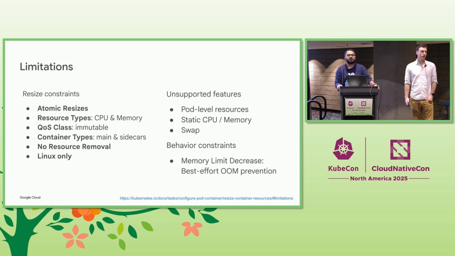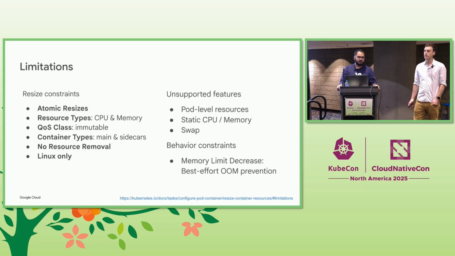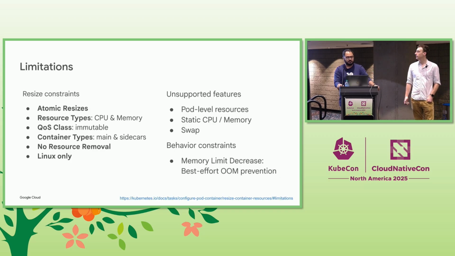Next, currently only CPU and memory are resizable. The quality of service class, or QoS class, this is like your best effort, burstable, or guaranteed, that's not allowed to change when you resize a pod. So for instance, guaranteed means you have CPU and memory requests and limits that are equal to each other. You can't now decrease your requests below your limits because then it would no longer be a guaranteed pod. This also means that you can't add resource requests to a best effort pod because then it would move into the burstable category.